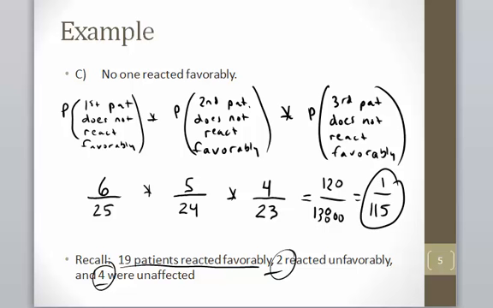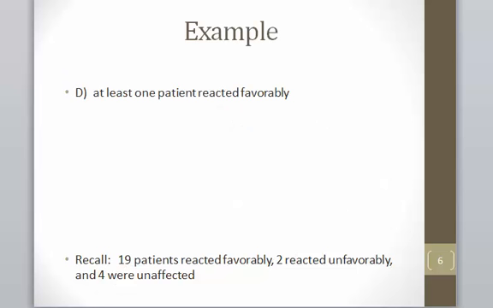All right, so as we move to part D, which is our last part of this example, we want to keep in mind what we found in part C, because I think it's going to be helpful. We found the probability that no one reacted favorably to be 1 over 115. So I'm going to go ahead and write that down so we don't forget it. The probability that none reacted favorably, this is what we found in part C. We found that to be 1 out of 115. All right, so let's look at part D.